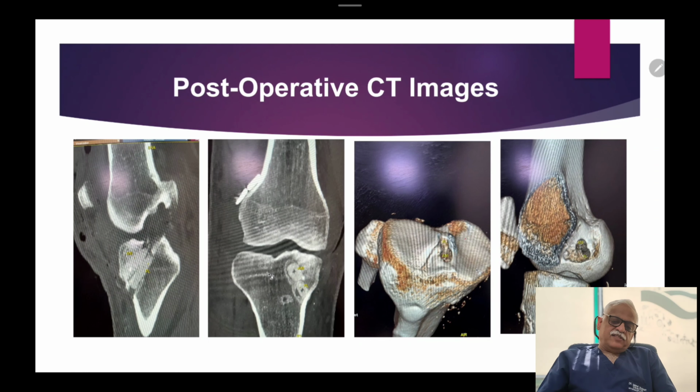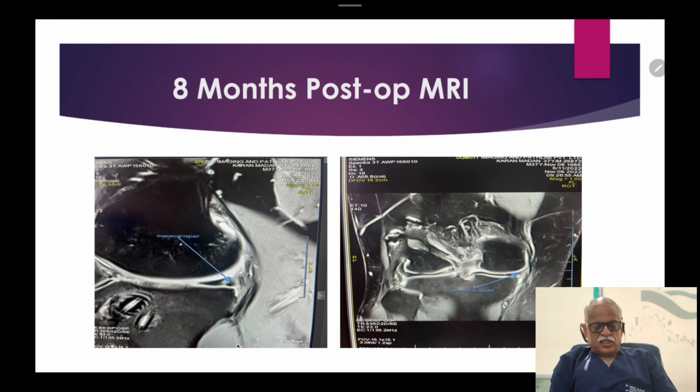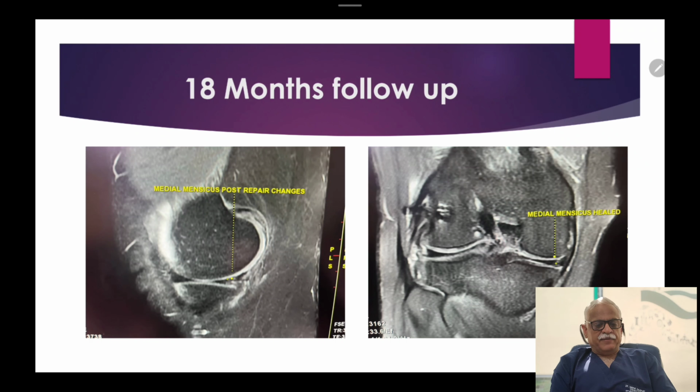This is the post-operative CT scan, which we often do just to confirm our tunnels, and all these tunnels are anatomical, as can be appreciated on these CT scans. The post-operative MRI also shows incorporation of the graft. The ACL can be very well visualized on this 18th month follow-up. Both the bundles, the AM and the PL, can be appreciated on this MRI. This patient also had a bucket handle tear of the medial meniscus, and it shows normal healing of the meniscus also.